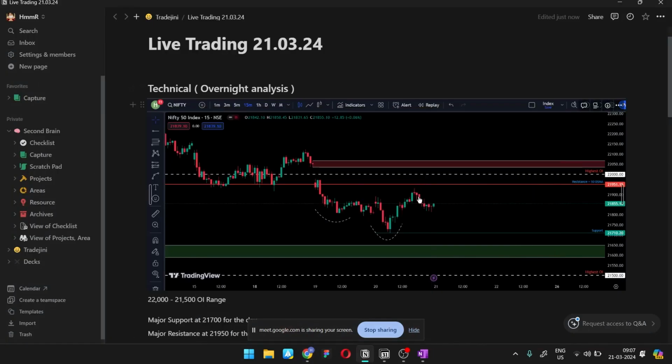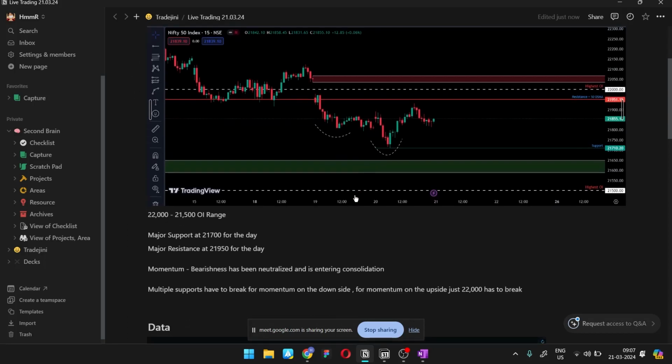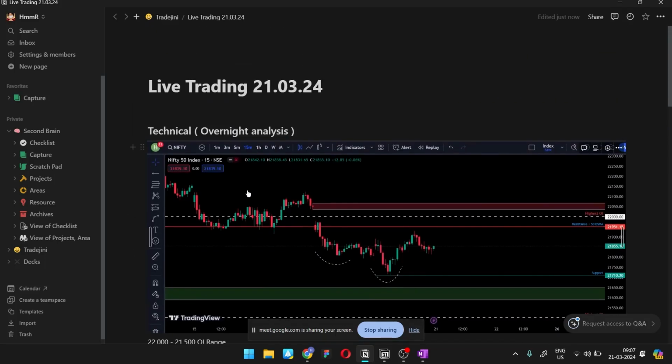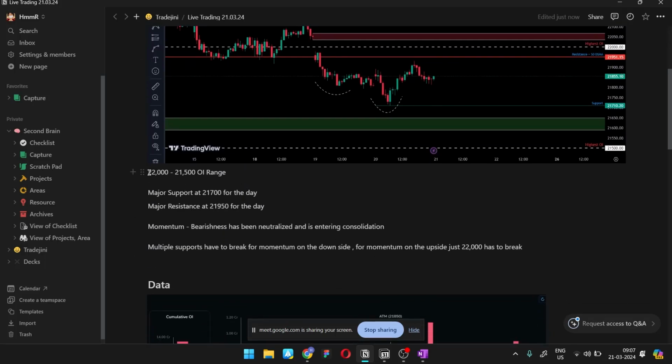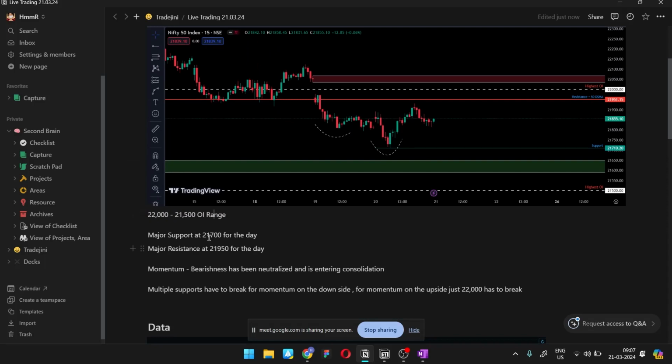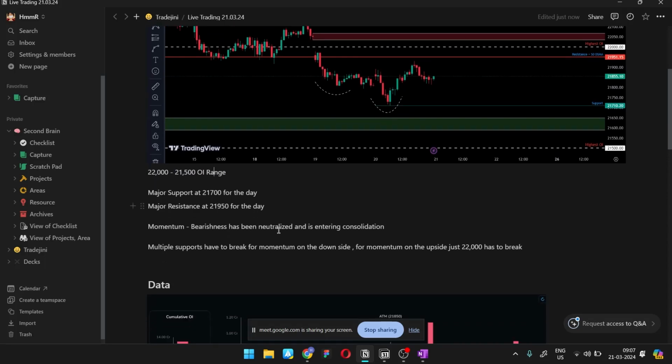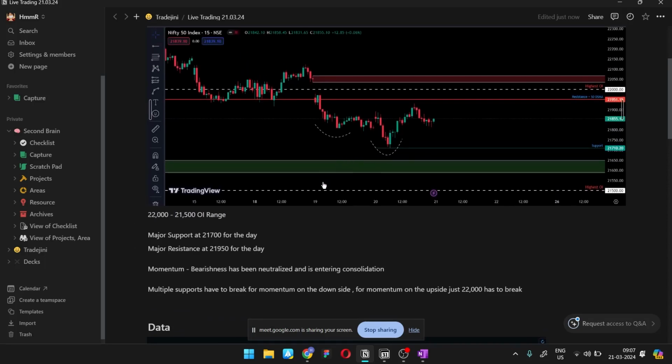So in this fall, we started to see the market turn around in the midway point itself. So this already is indicating that the bearishness for the next couple of days is neutralized. So we are expecting a sideways market as of now. Next thing, this is yesterday's overnight analysis, by the way. So 22,000 call and 21,500 is the OI range built. And if you see the major support and resistances, that was between 2,01700, 2,01950 for the day. And the bearishness was completely neutralized because of this setup, how it is there.